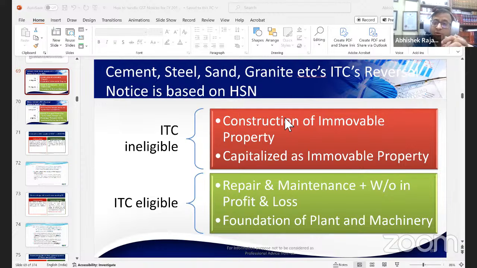But what about repair and maintenance on immovable property? That is a revenue expenditure, ITC is allowed. What about steel, cement, sand used for foundation of plant and machinery that has been capitalized to your books of account? Sorry, capitalized to balance sheet. So ITC is allowed on this also.